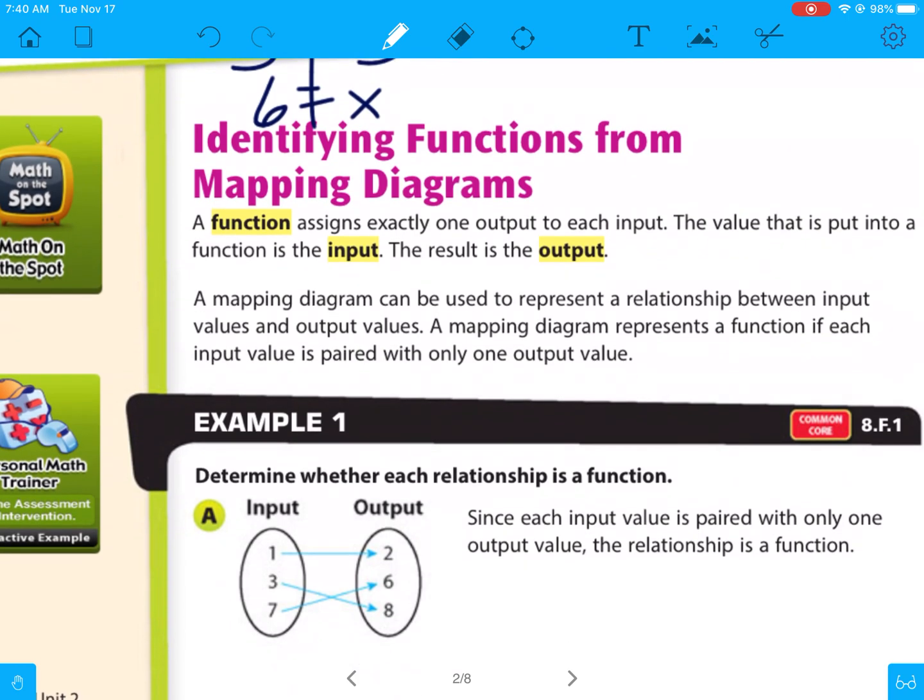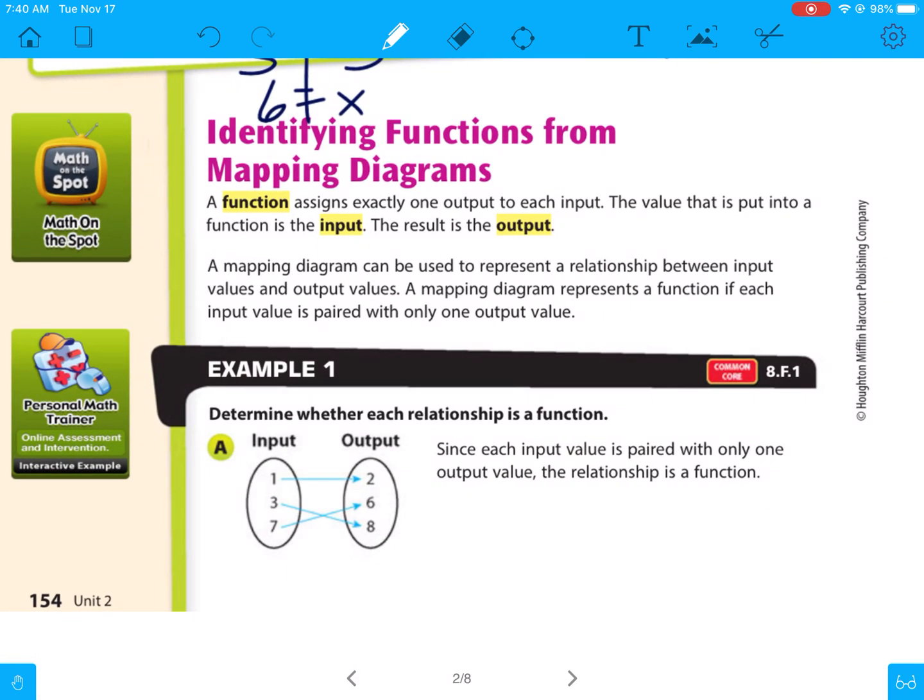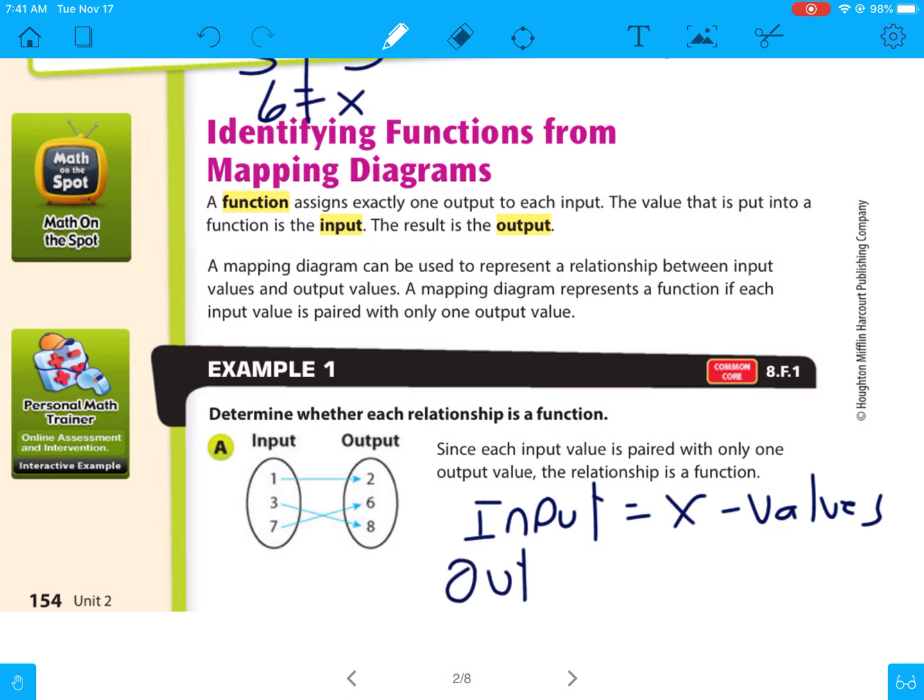So now we have to identify functions from mapping diagrams. A function assigns exactly 1 output to each input. So your inputs are going to be your x values, and I would write this in your notes somewhere, and then outputs are your y values. So a mapping diagram can be used to represent a relationship between input and output.